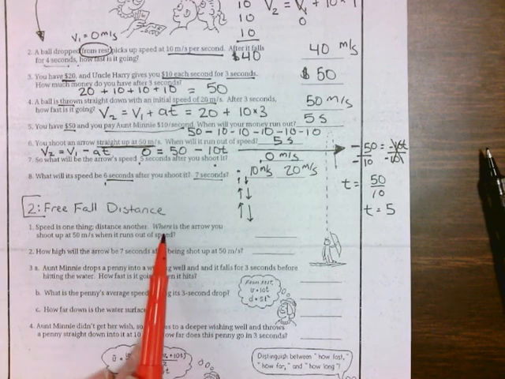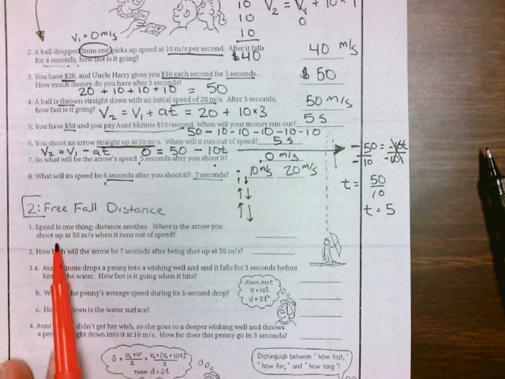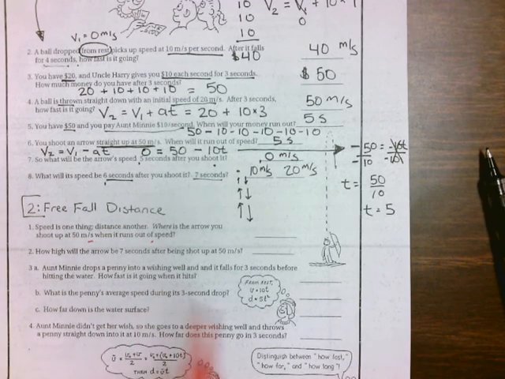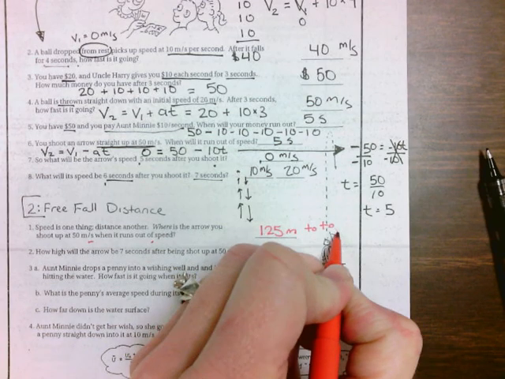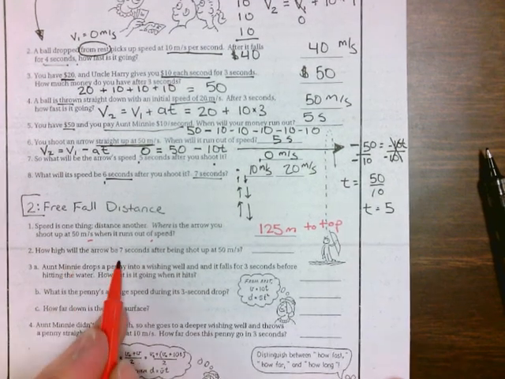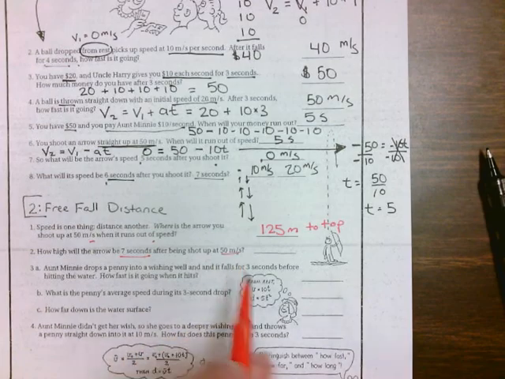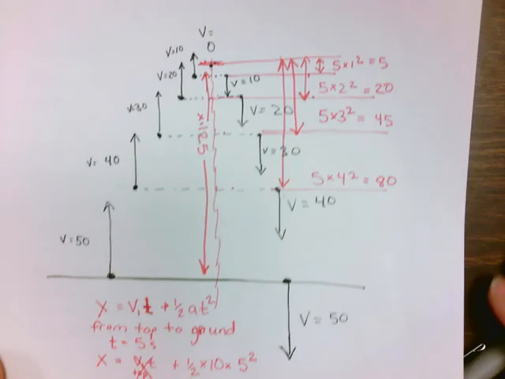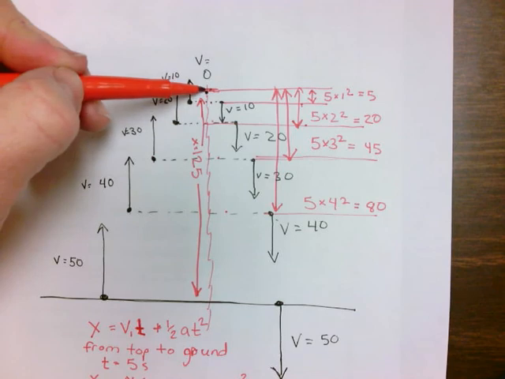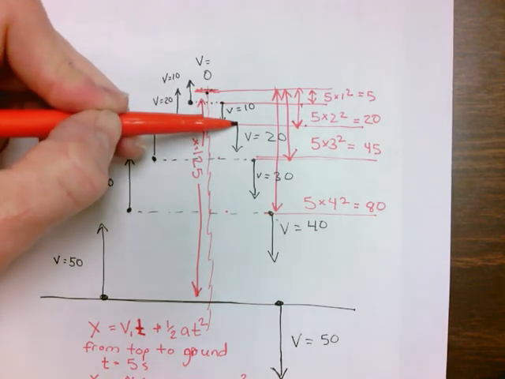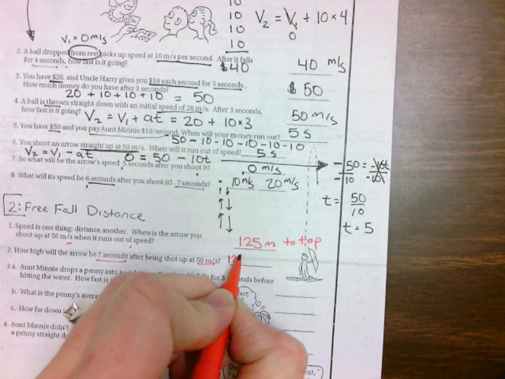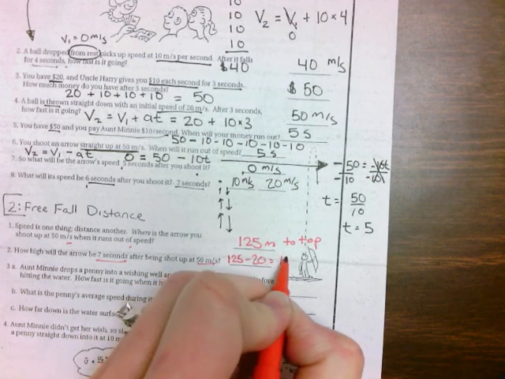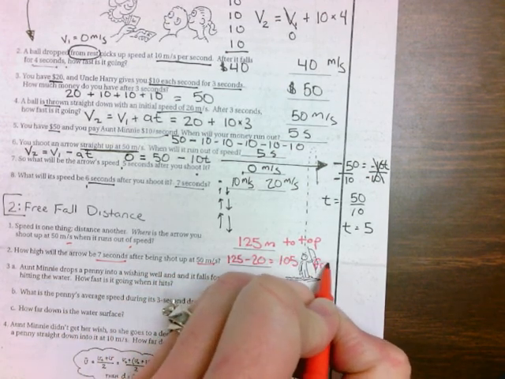So speed is one thing, distance is another. Where is the arrow you shot up at 50 meters per second when it runs out of speed? We've just discovered that it goes 125 meters to the top. How high will the arrow be 7 seconds after being shot up at 50? So we come back to our map here. So here's 5 seconds, 6 seconds, 7 seconds. So 7 seconds, it's fallen 20 from the top. So 125 minus 20, 105 from the ground.